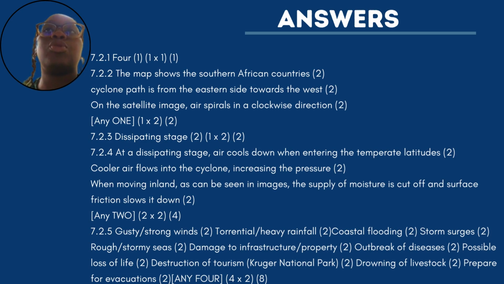And then it asks us to describe the possible impact that it would have. So obviously gusty, strong winds, and some of those words are from the paragraph itself. You would have strong winds, heavy torrential rainfall, coastal flooding, storm surges, rough stormy seas, damage to infrastructure or property, outbreak of diseases, loss of life, as shown that 1 person died, destruction of tourism, the Kruger National Park, the drowning of livestock, preparing for evacuation. So any of this, you can even write more than that as long as it affects the environment, humans, or the economy as well.